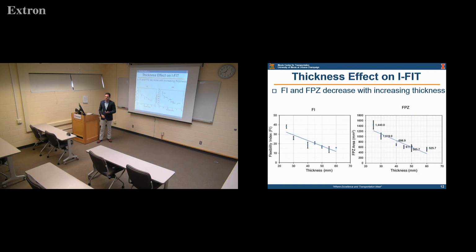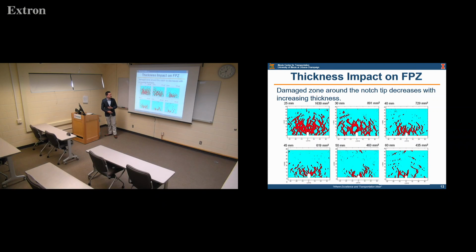Why is this happening? The first thing we can see is that the thickness causes some kind of brittleness, or not really brittleness, it is the thickness that causes the mix, or the sample, to behave as a more brittle sample. That's what we can see from the flexibility index. When we see the fracture processing, here I'm mapping the fracture processing, we see that the fracture processing decreases as the specimen thickness increases. So what is our reasoning of why this is happening?